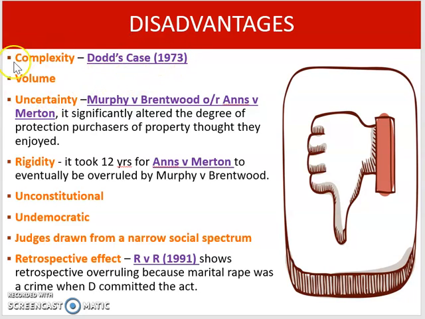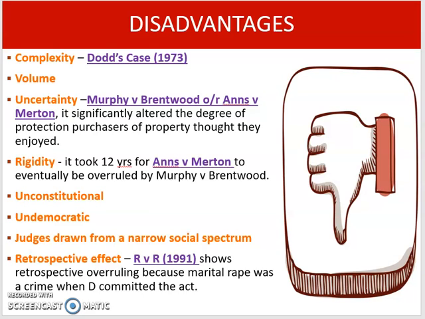Dodd's case. Dodd's case was a Court of Appeal case where 5 Court of Appeal justices all said that they couldn't find the ratio decidendi from the House of Lords in a previous decision that they were trying to follow. So I've mentioned to you before that when you read a judgment, the judge won't say this is the ratio of a case.